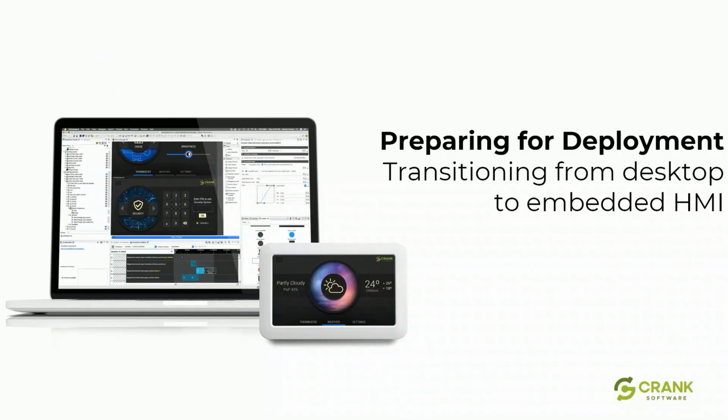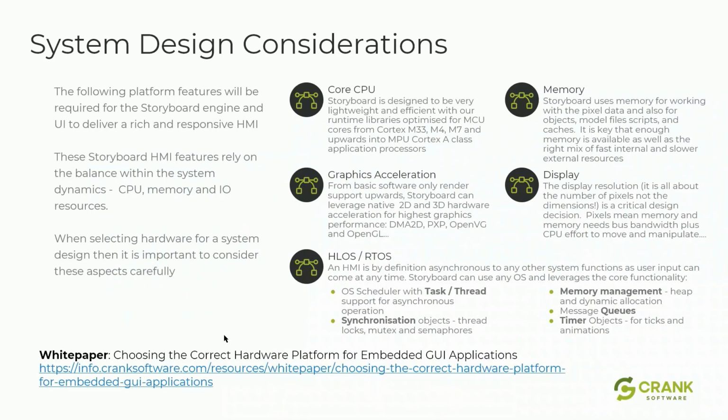So when we're looking at preparing for deployment, it's all about moving from a desktop to the target, and you need to think about a few things here. So some brief design decisions, and I'll make a shameless plug to the white paper and an ebook we've got on the website. So we do have a lot more detailed explanation of all of this, so I'd encourage you to go and read that. But briefly, if you're looking for a rich responsive UI, you need to balance the system dynamics. So we're talking CPU, memory, and I/O resources, and of course you've got to choose that up front. So you've got to think about some of the aspects of the system.